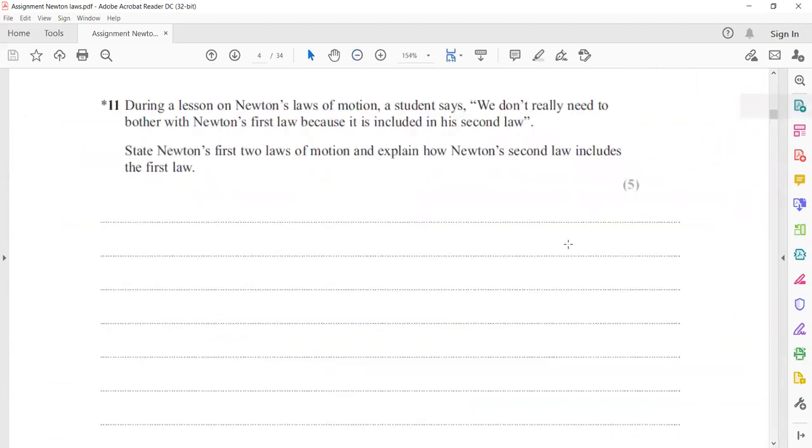Another question: during a lesson on Newton's laws of motion, a student says we do not really need to bother with Newton's first law because it is included in his second law. Like, we don't have to bother about Newton's first law because it is included in the second law. State Newton's first two laws of motion and explain how the first law is included in the second law. And it is of 5 marks.